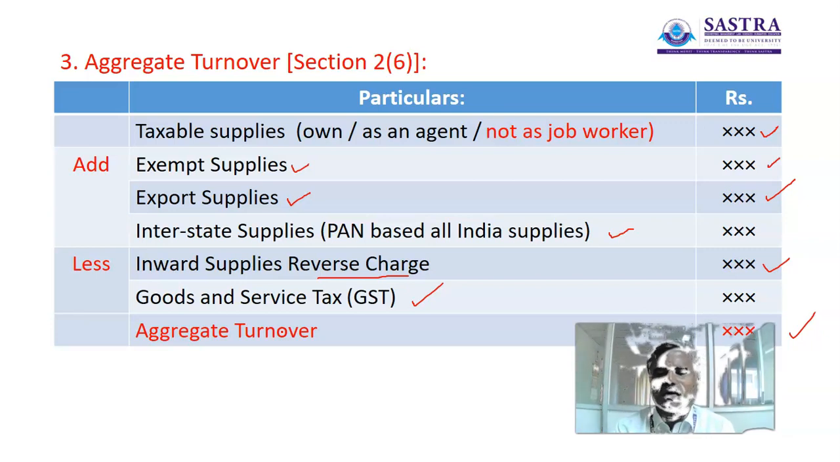You may think about intra, because already we discussed what is interstate supply and intrastate supply. When we supply goods within the state, it is intra; in between the states is inter. Here we take interstate, not intra, because intra is included in taxable supply. This is what aggregate turnover measures.